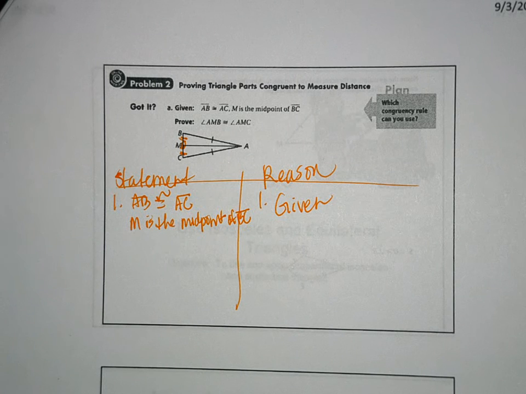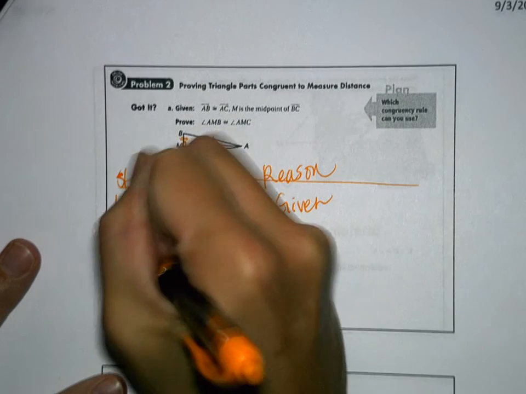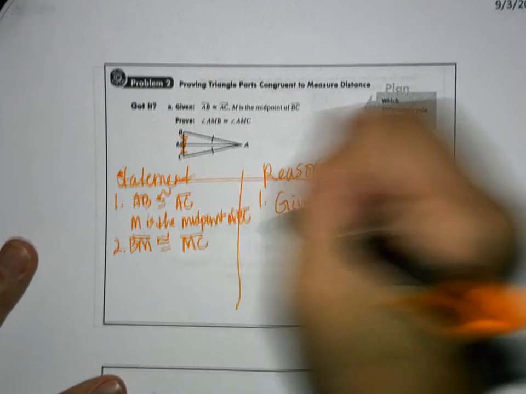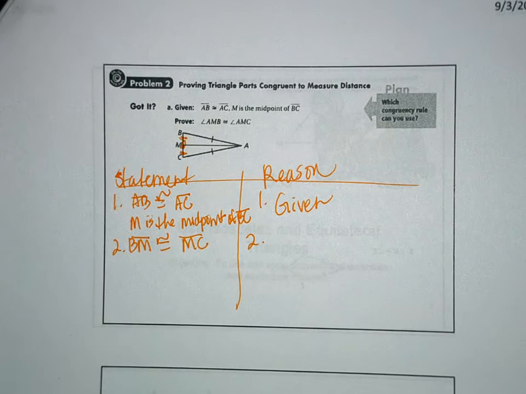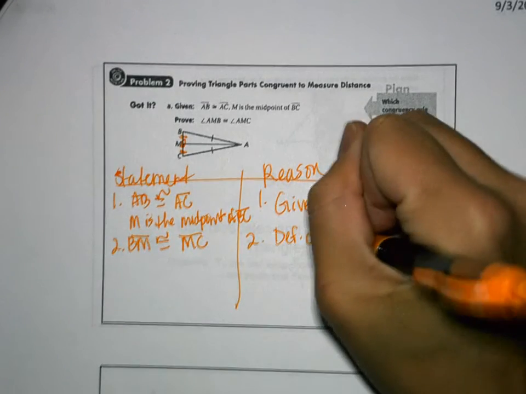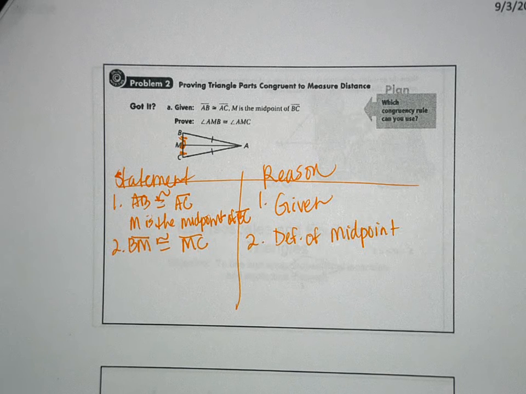What can I write about that now? So we would write BM is congruent to MC. And how do I know that? Very good. Definition of midpoint. Since they said midpoint, we use definition of midpoint. If they had said bisect, we would use? Good.